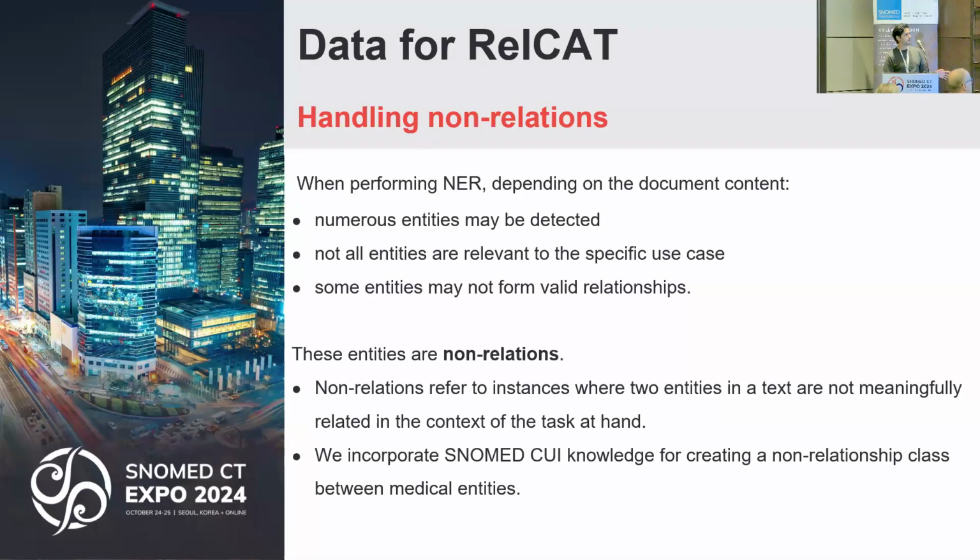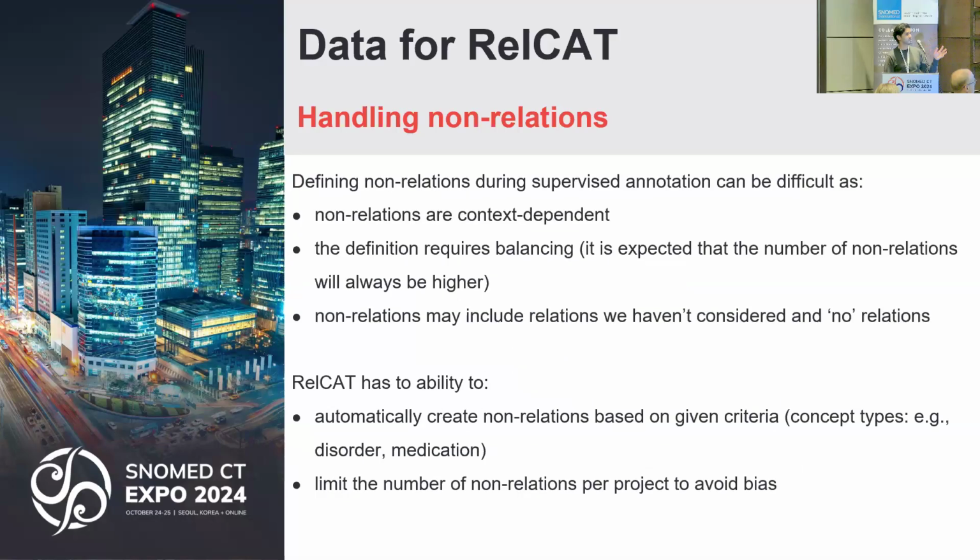So what is the challenge with non-relations? Why is there a difficulty in handling them? As explained, there will be a lot more non-relations compared to actual relations in the text, and this needs to be handled because otherwise you will have class imbalance, which is tricky to handle. Additionally, these non-relations will contain other relations and actual no relations as well. And if not balanced properly, they will introduce bias in the model.